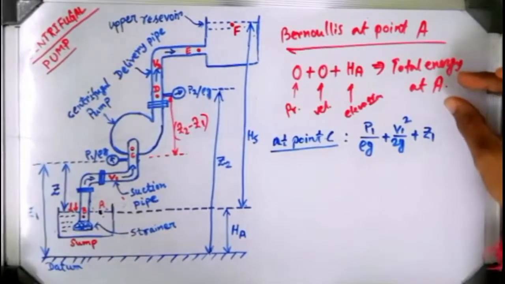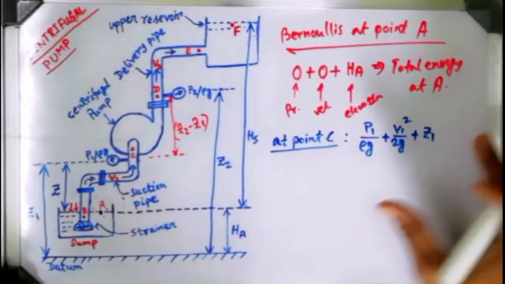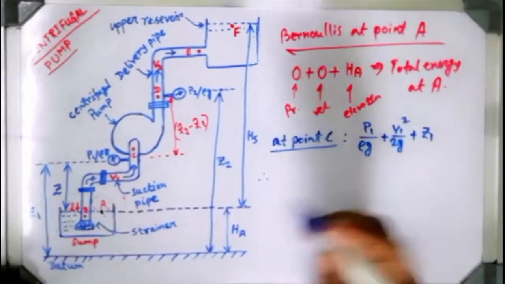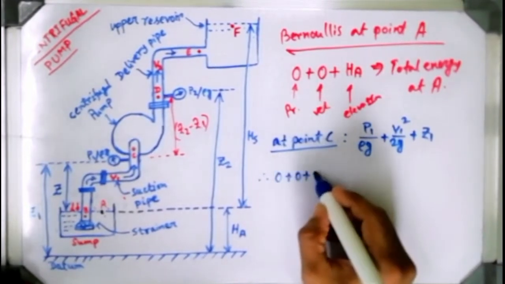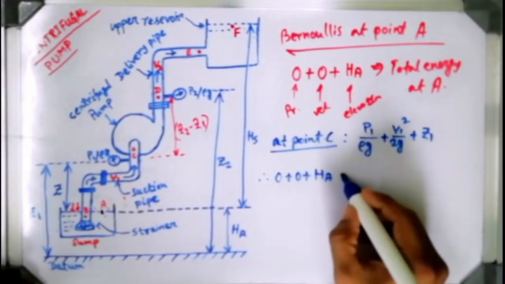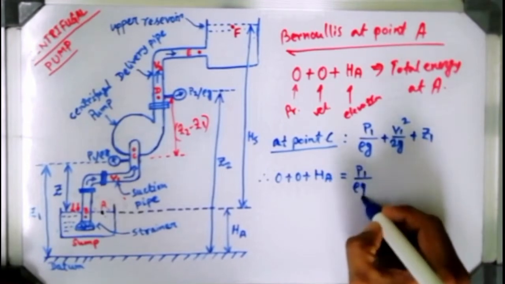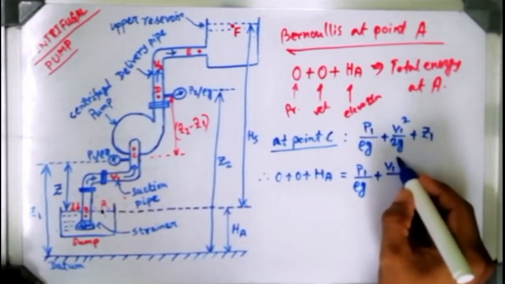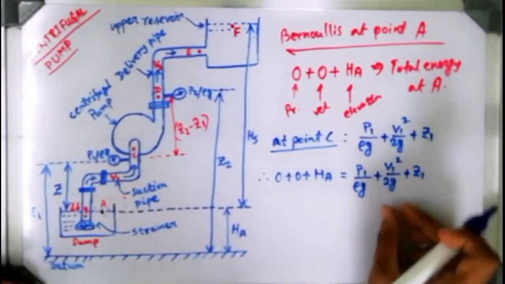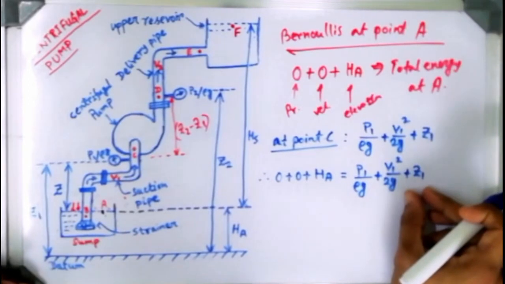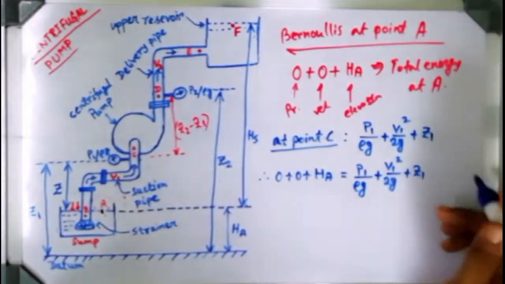Then if I equate them both, that means the total energy at point A and the total energy at point C, because the total energy always remains conserved, then I can write like this: 0 plus 0 plus HA, that is the energy at point A, will be equal to this part. But not only this part, some terms will be added. What are those terms? This is the pressure head, velocity head, potential head, which are available at point C, but a few terms will be added.